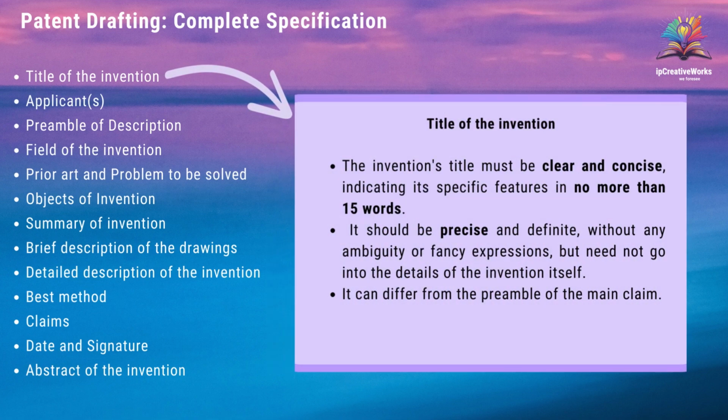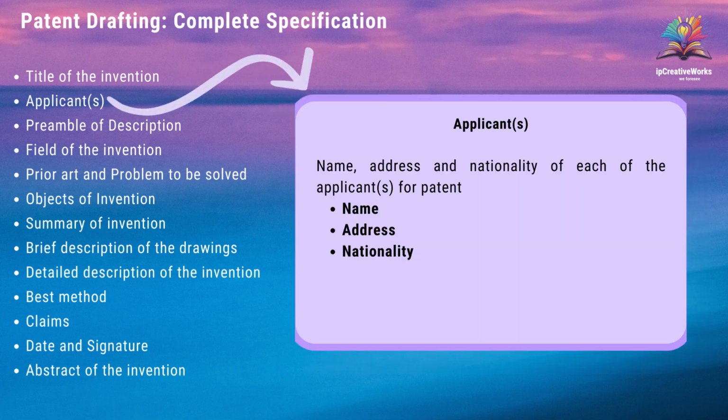Title of the invention. The invention's title must be clear and concise, indicating its specific features in no more than 15 words. It should be precise and definite, without any ambiguity or fancy expressions, but need not go into the details of the invention itself. It can differ from the preamble of the main claim. Applicants: name, address and nationality of each of the applicants for patent.